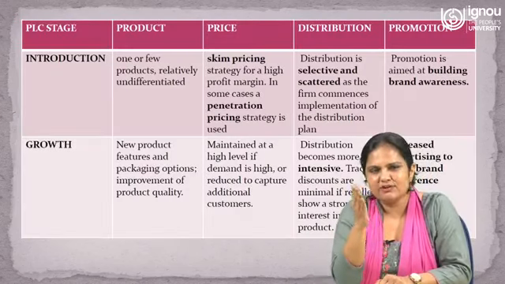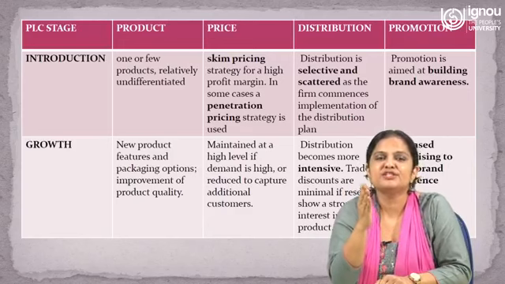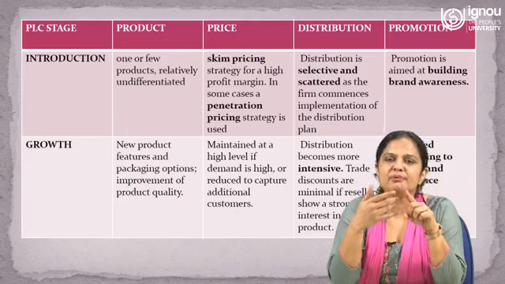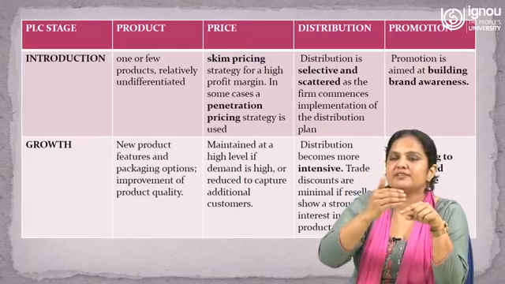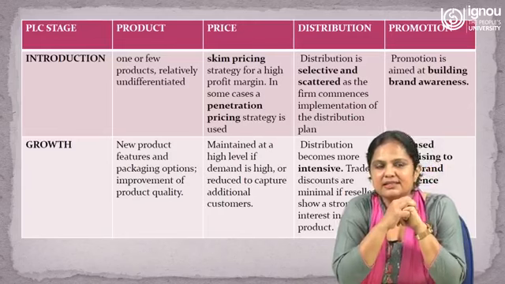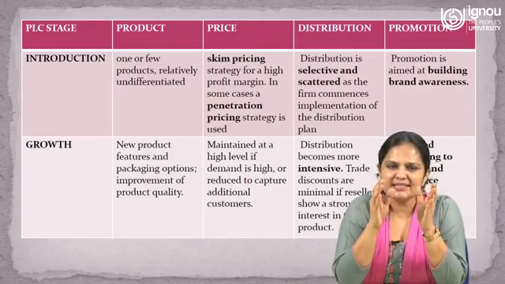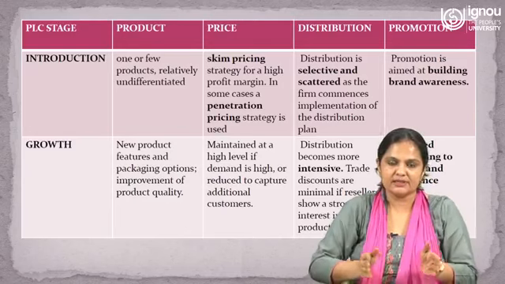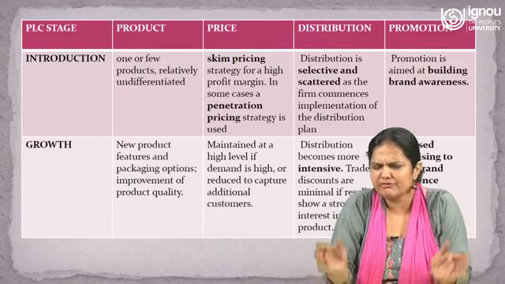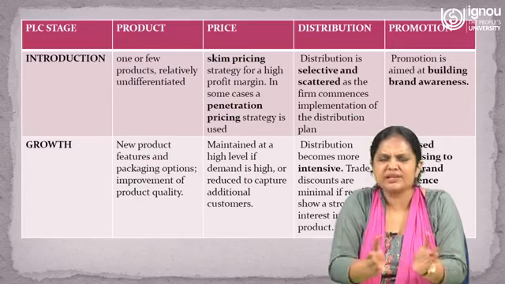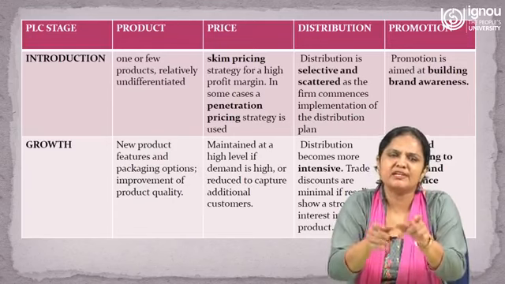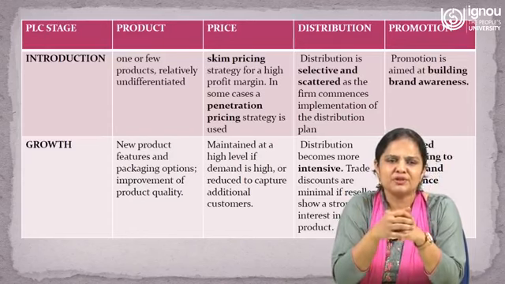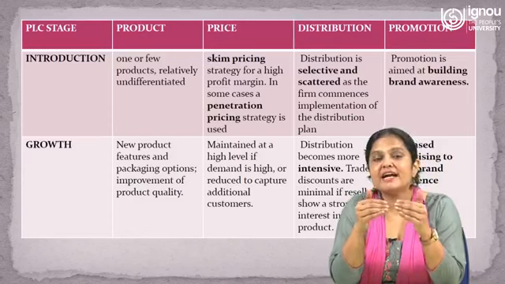We will quickly see the different kinds of marketing mix which are used: product decision, price decision, distribution decision and promotion decision at various stages of the product life cycle. So, in the introduction stage, the product is one or a few products and relatively undifferentiated. You are introducing in the market either one product or maybe a few variants of the same product, maybe one or two product lines, which we have discussed already in the previous sessions. So, one or a few products which are relatively undifferentiated.